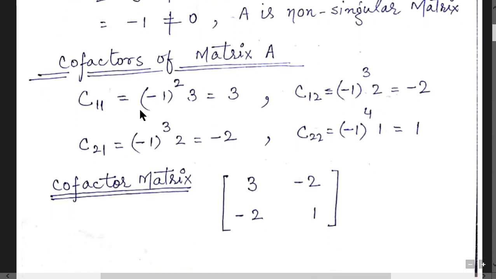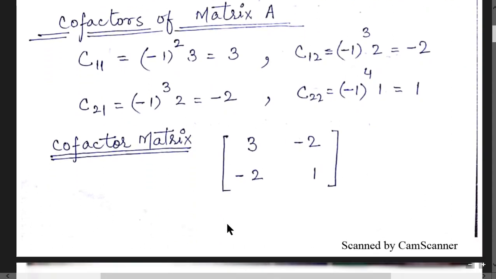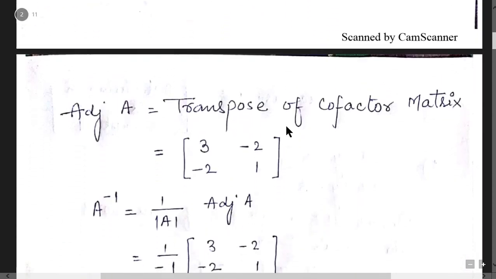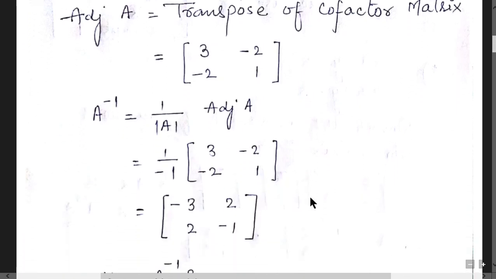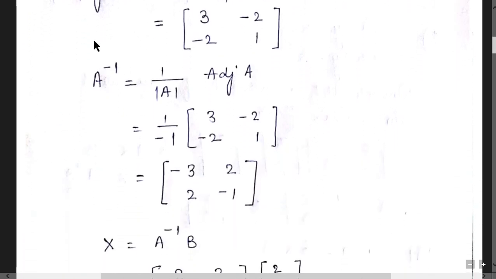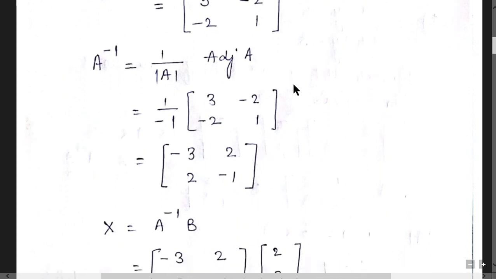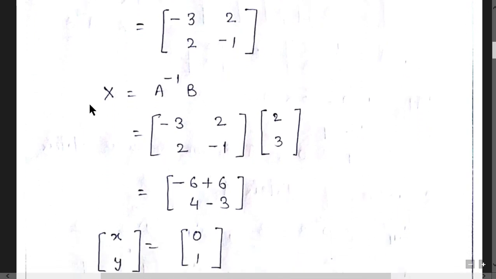Now calculate the cofactors of this matrix, then design the cofactor matrix, and then calculate the adjoint of this cofactor matrix. Then calculate A inverse. What is the meaning of A inverse? 1 over mod A into adjoint of A. We have already completed this in the previous exercise. Then write the value of X as A inverse into B.